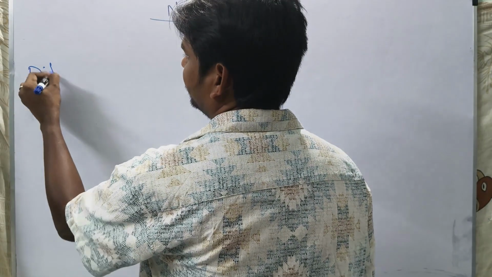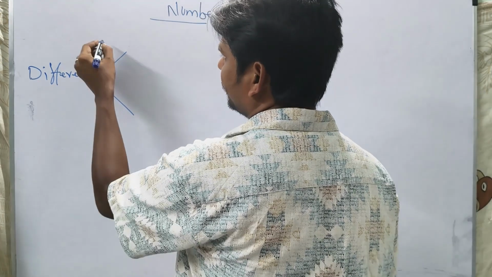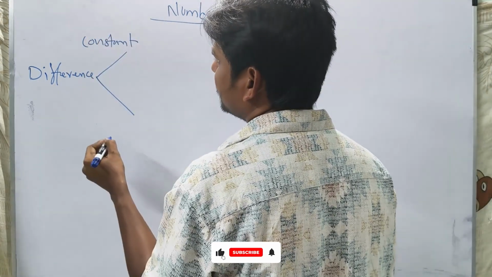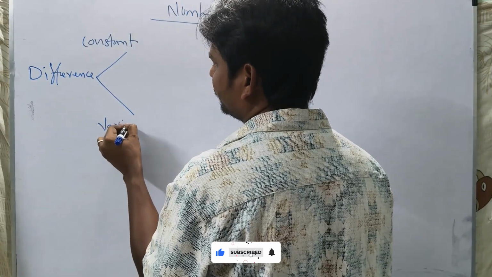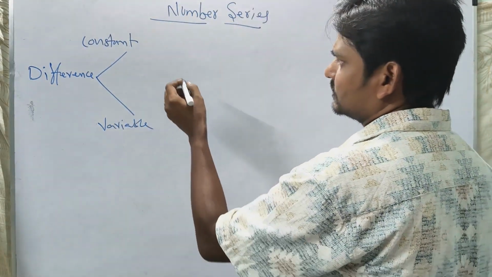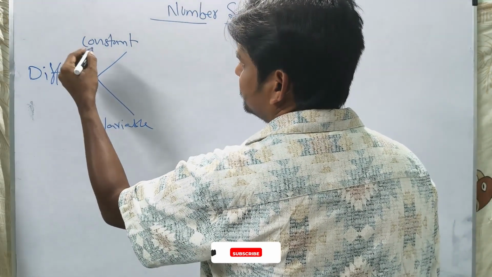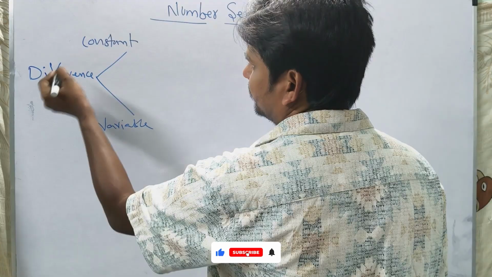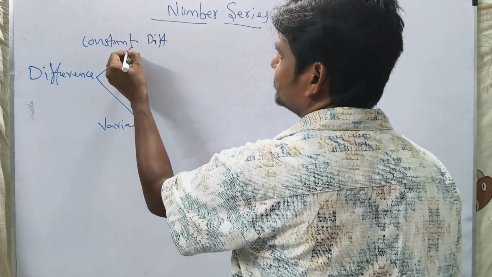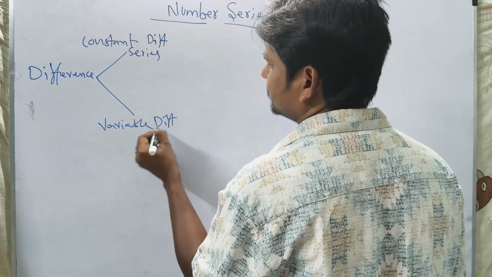Next, what? Difference series. In this also we again have two different types. One is constant difference series, another one is what? Variable difference series. So I'll give some examples based on this. Now see here, constant difference series, and this is variable difference series.